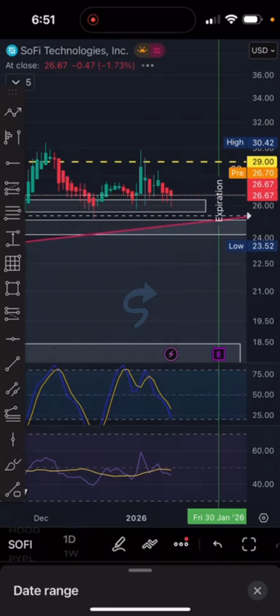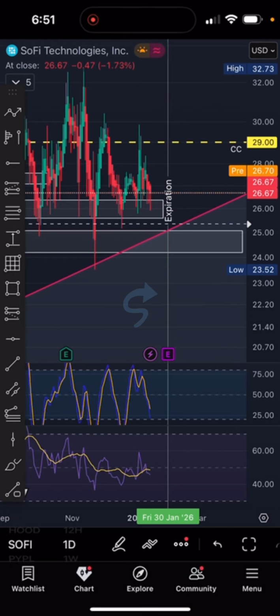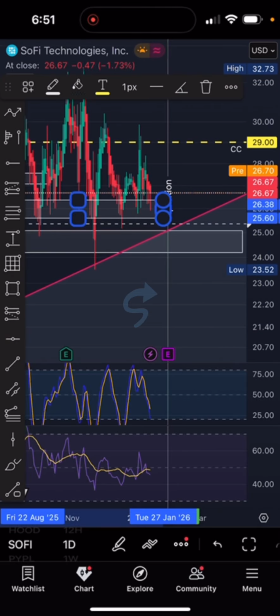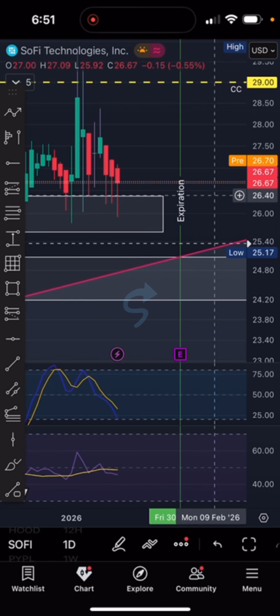Let's go back to the daily. So basically what you want to do is everywhere you see support, like at this box, you should be wanting to get puts in this area. This is where you want to buy the stock, right? So you try to find puts in that area. So anytime we get close to that, which is 26.40 to 25.64, you can buy puts at $26 or $25.